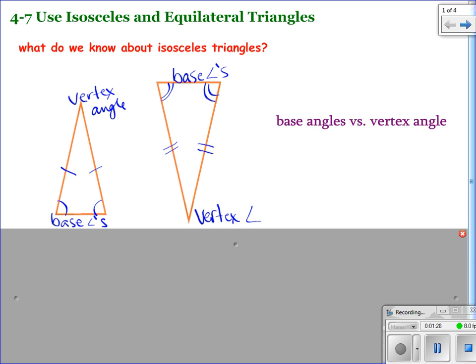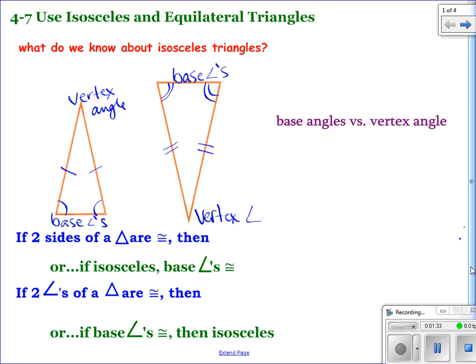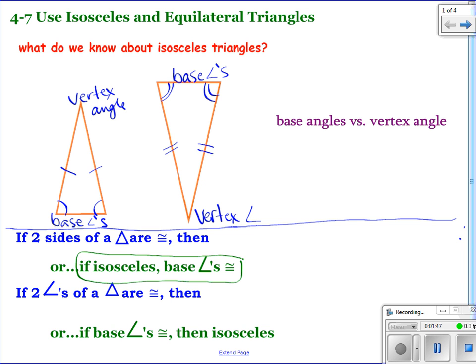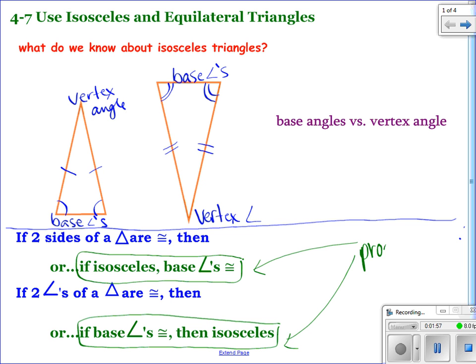So we have two sentences right here. We're going to talk about the ones in blue. The ones in green are the proof reasons. So if you want to circle these, they are two if-then sentences. Those are proof options.